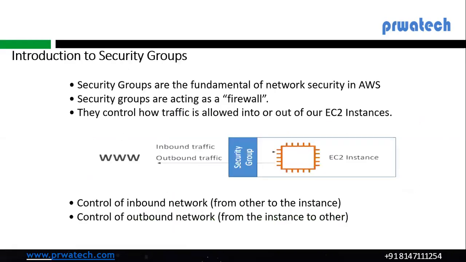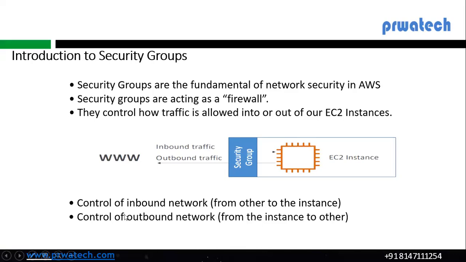And next we will see security groups. Why do we use security groups? Security groups are the fundamentals of network security in AWS. If you want to give any security for anything, you have to configure it in security groups, and a security group acts as a firewall. We use security groups to control which traffic is allowed to your EC2 instance, which traffic comes to your instance and which traffic goes out of the instance.